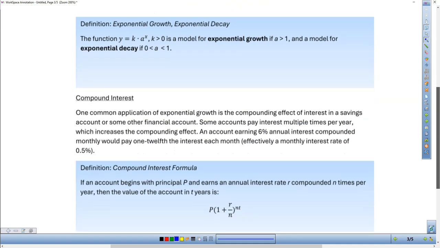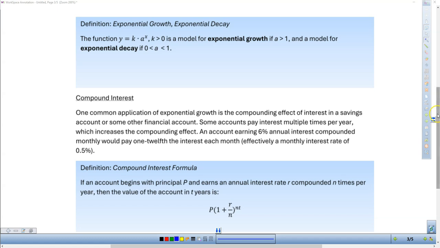Now, we of course have looked at 2 different types of exponential functions. We have exponential growth and exponential decay. And in both of these examples, the function y equals k times a to the x, k has to be greater than 0. It's an exponential growth if our a is greater than 1, and it's a model for exponential decay if a is between 0 and 1.